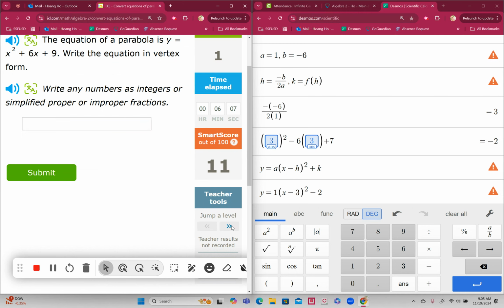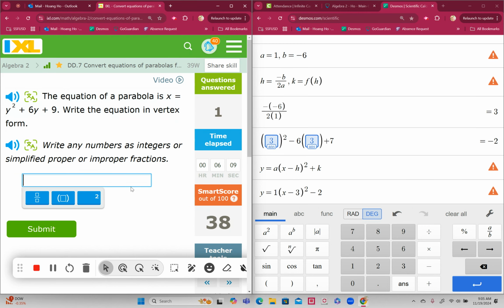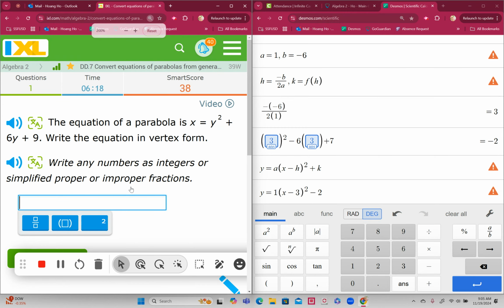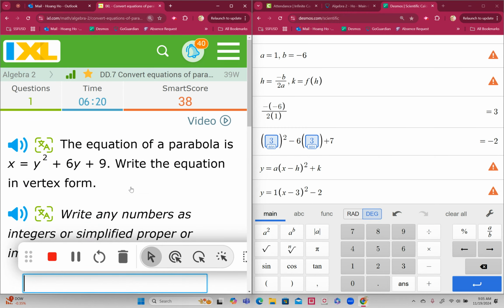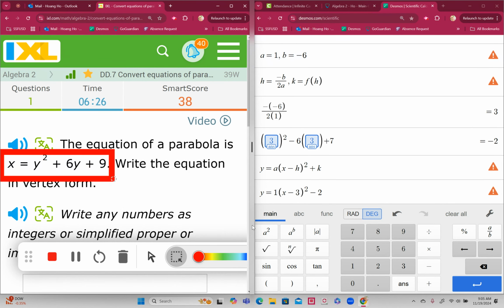I got my calculator also there. Take a look over here. So this one, let me make it a bit bigger so you can see. All right, so you can see over here. This is a horizontal parabola.